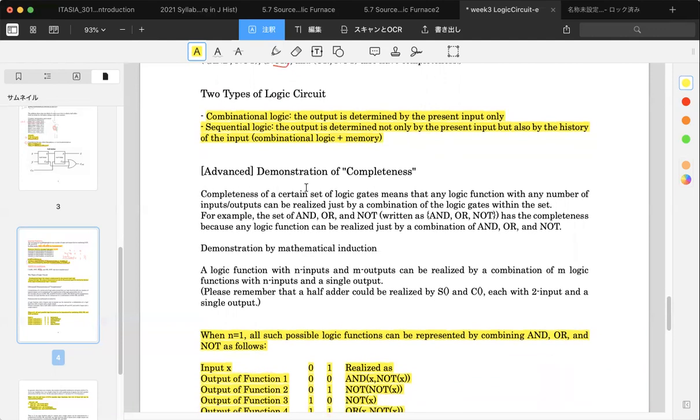Yeah, here is the definition for completeness. It just means that any logical function with any number of inputs can be realized only by combining a certain set of functions. And in the previous cases, we can see the set of and, or, and not together form a complete set. And also not and itself is a complete set.